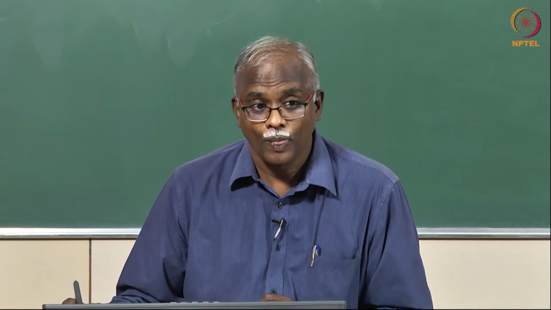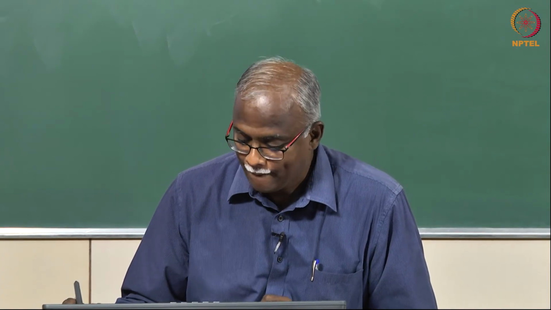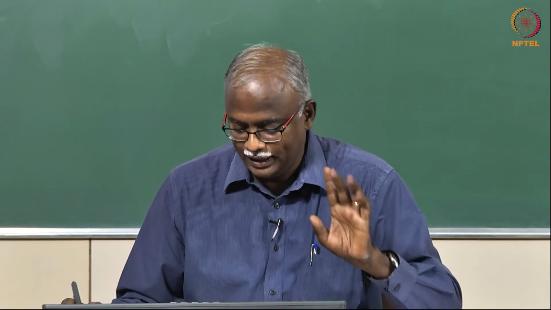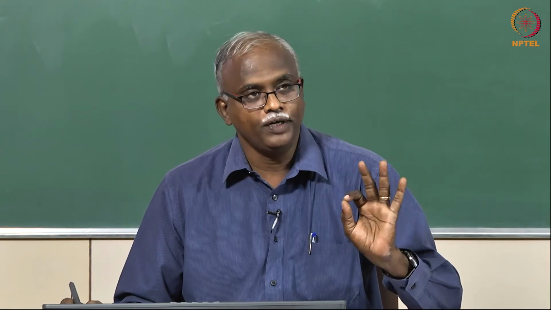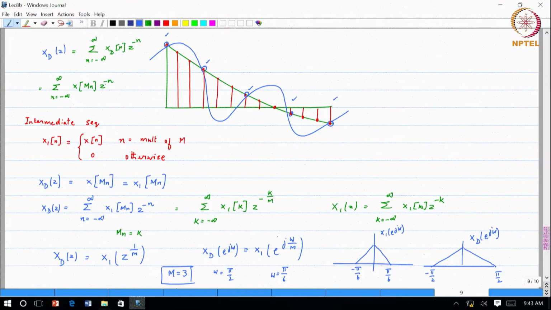Given X1, we lose the periodicity of 2π for Xd. Exactly, so a very, very important point. When you have Xd(e^{jω/M}), what is the periodicity of that? It is M times 2π. So can you have a discrete time signal which is not periodic with 2π? No. That is why I said you have to be very, very careful in interpreting this expression.